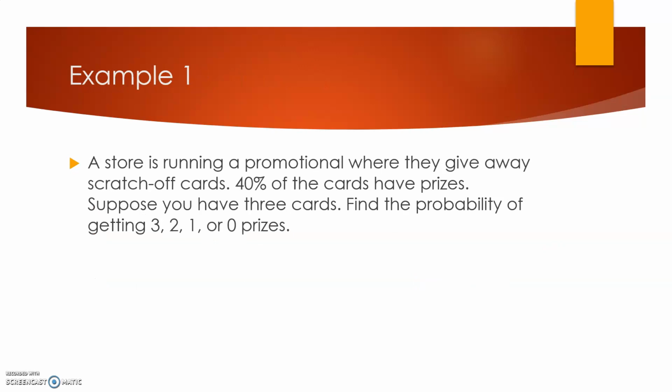So here's an example. A store is running a promotional where they give away scratch-off cards. 40% of the cards have prizes. Suppose you have 3 cards. Find the probability of getting 3, 2, 1, or 0 prizes. So first of all, let's look at these. There are repeated trials. So I have 3 cards. I'm going to do this 3 different times.